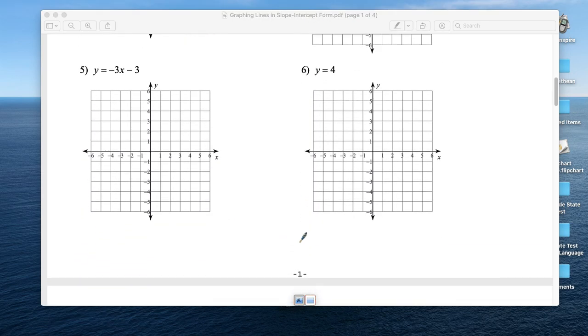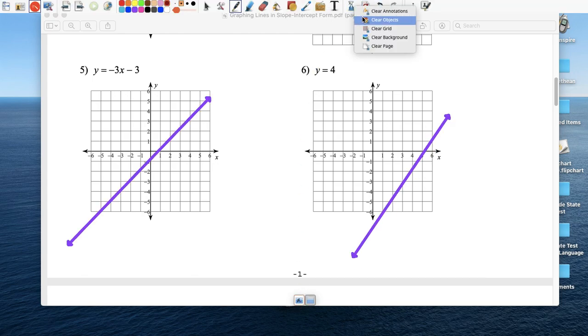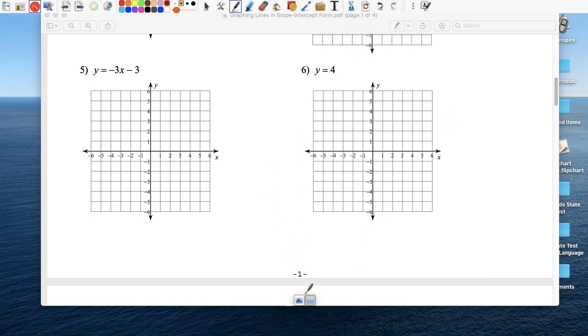Number 5. Let's clear this, clear objects. The y-intercept is negative 3, so start with that right here. So we know there's a line that's going to cross the y-axis right here. So we have a point already. All we need is one more, and we can create a line.